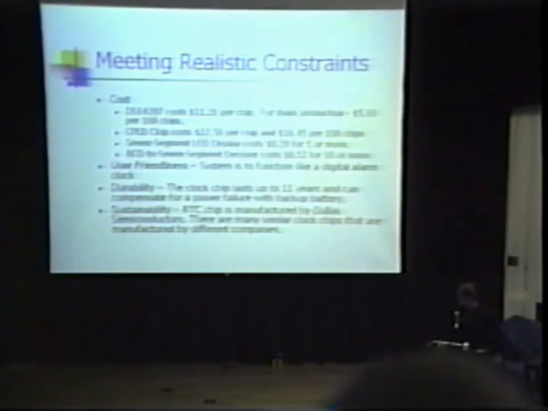So all these parts were chosen with the cost constraint in mind. The next constraint was user-friendliness, which was met because the system was designed to function as a digital alarm clock, which is extremely easy to use. Durability. The clock chip lasts up to 11 years with power or without power, and it is able to compensate for the power failure with the backup battery.